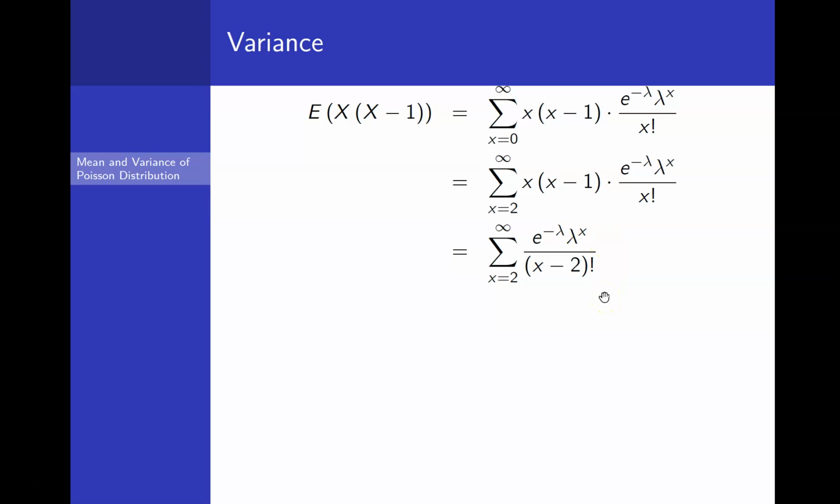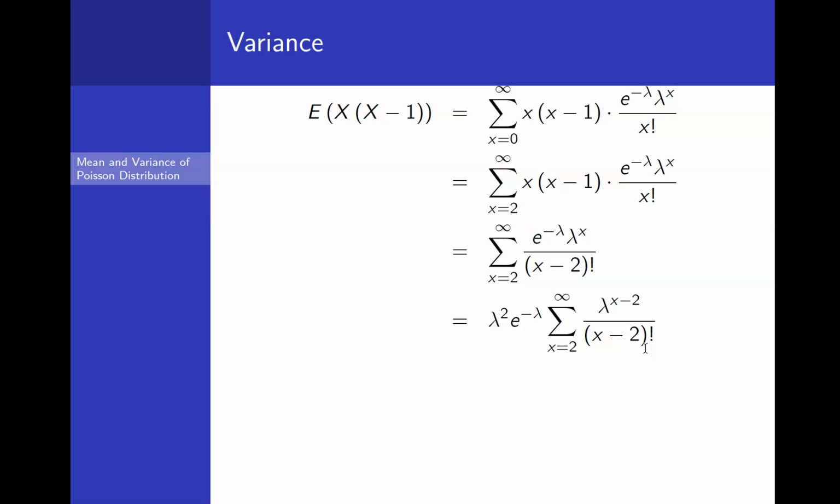Now we're going to do the same kind of trick that we did in the previous part. I want this exponent to match this expression in the bottom. So to do that, I need to factor out a lambda squared out in front. I can still pull the e to the minus lambda also out in front because there's no x's. Now I'm left with lambda to the x minus 2 over x minus 2 factorial.